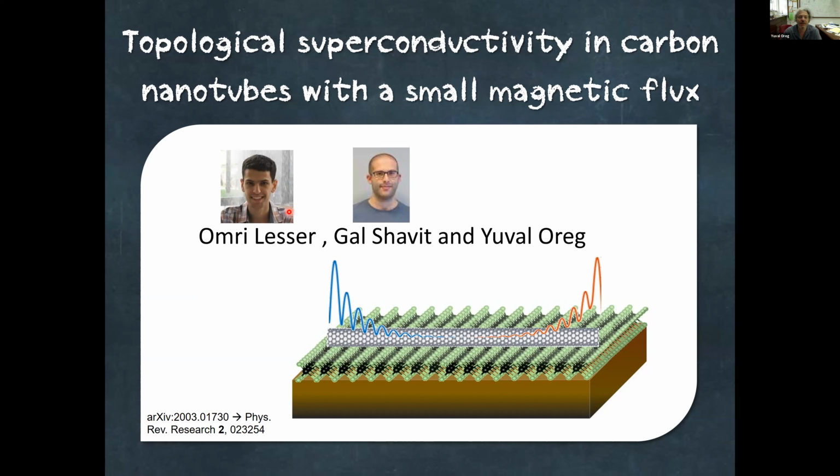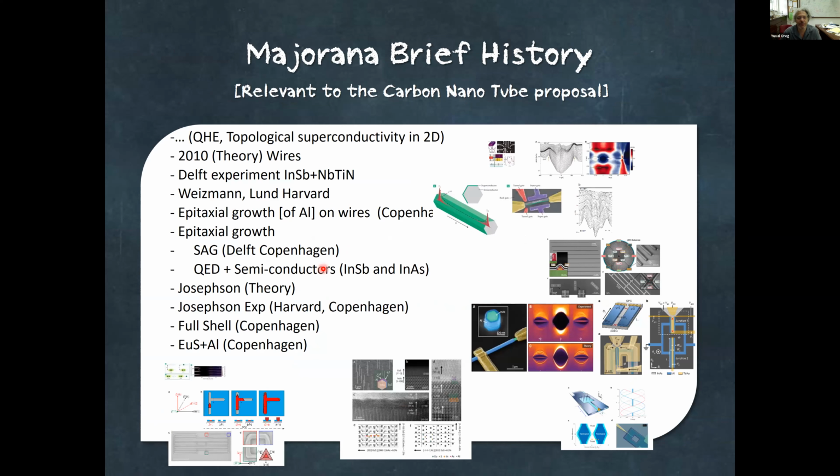The work was done by two students, Omri Lesser and Gal Shavit. They did all the work. I'm just telling about their work here today. So I'm going to give a very brief history of these Majoranas, and it's not a full discussion of all the talks here about Majoranas. I just want to highlight a few points which are important for the discussion today.